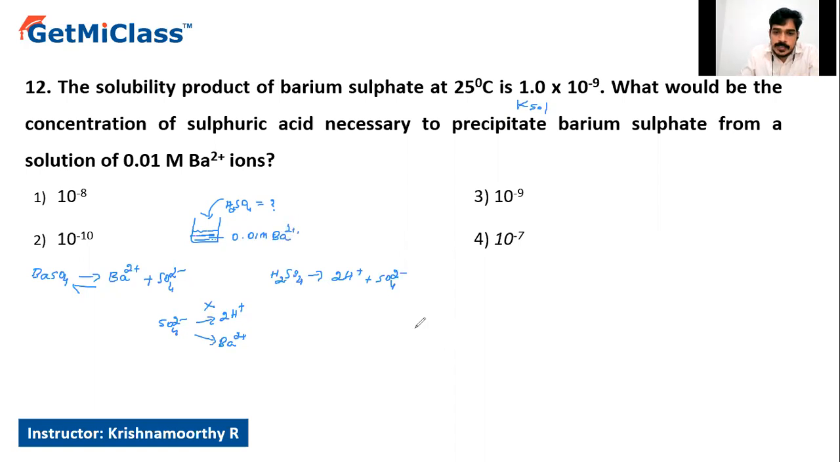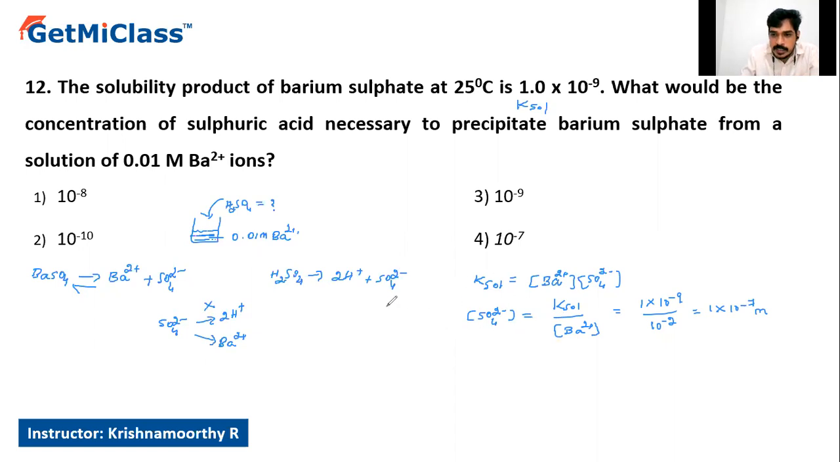This is the question. See, consider barium sulfate. It gives barium ion and sulfate ion. So I can write K solubility equal to the molar concentration of the metal ion, that is barium, times the non-metal ion, that is sulfate ion, SO4 2-. You need to calculate the concentration of sulfate ions. So the concentration of sulfate ions equals K solubility divided by the molar concentration of barium ion Ba2+. The K solubility value is given in the question itself, 1 × 10^-9, divided by the barium ion concentration, which is 0.01 molar. That is equal to 1 × 10^-7 molar. That is the concentration of sulfate ions required.